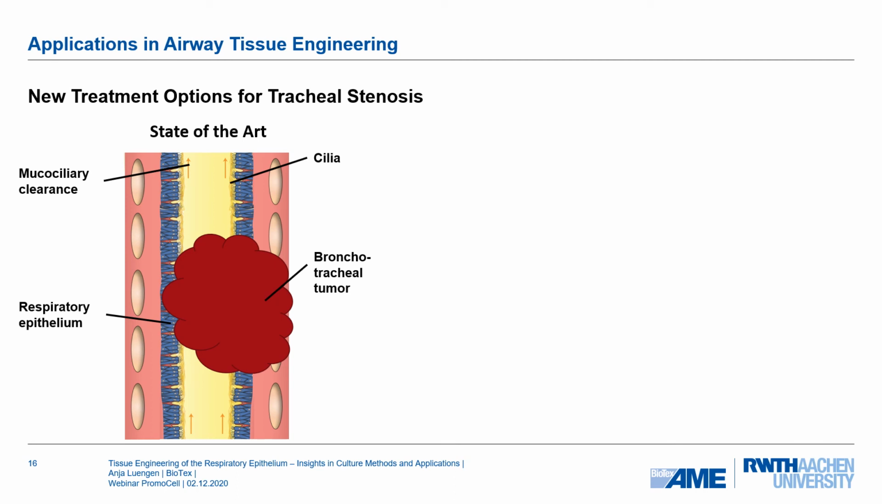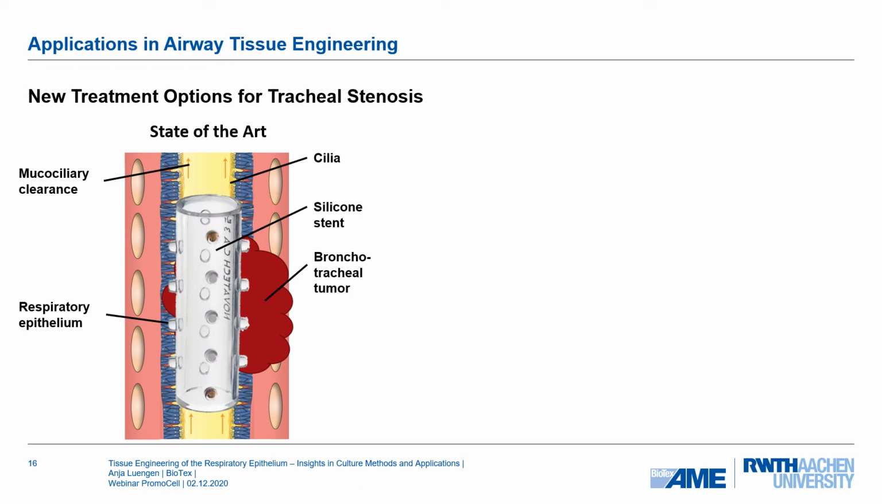Another application in respiratory tissue engineering is represented in one of our projects where we develop a new biohybrid airway stent to optimize the treatment options for tracheal stenosis in cancer patients. With commonly used silicone stents, the tracheal mucosa is covered by the stent, preventing a functional mucociliary clearance. This causes the formation of mucus plugs below the stent and highly increases the risk for complications.